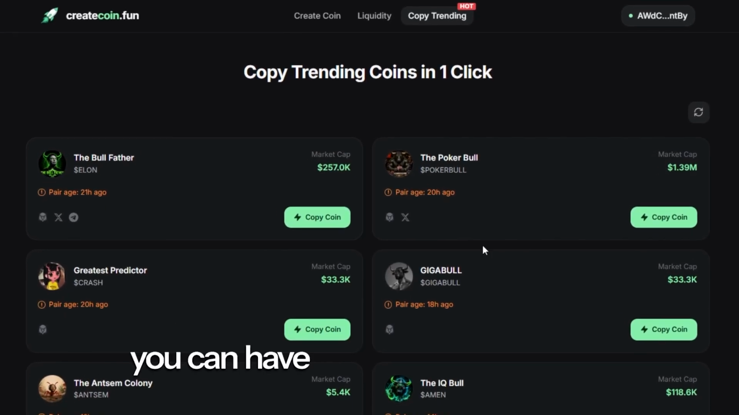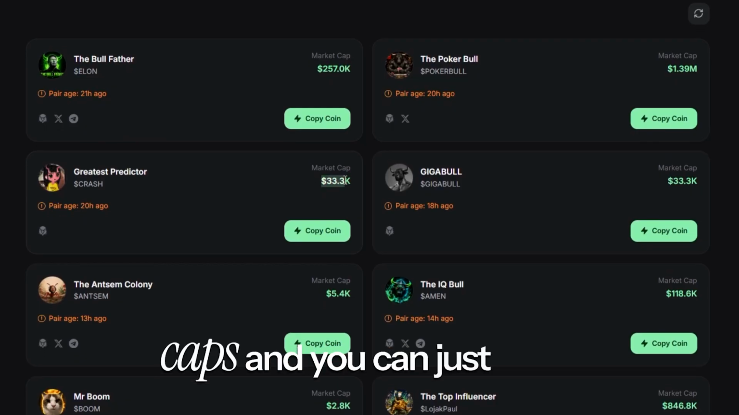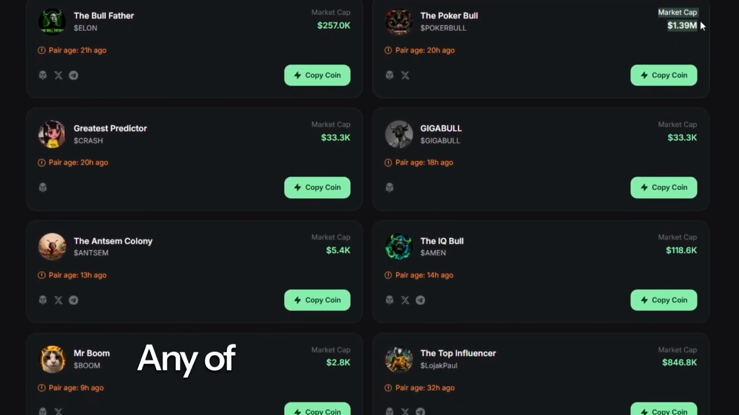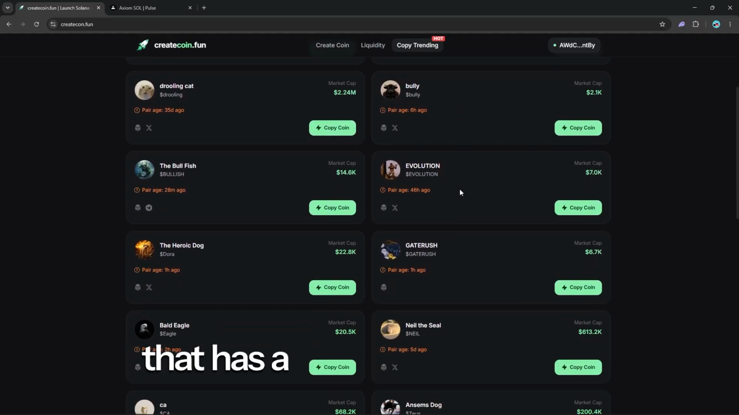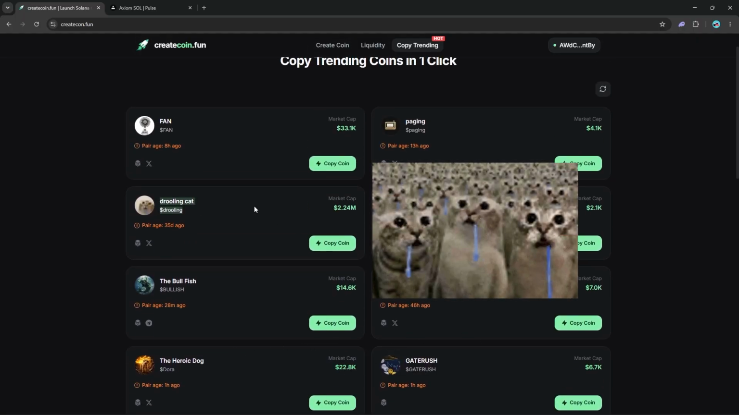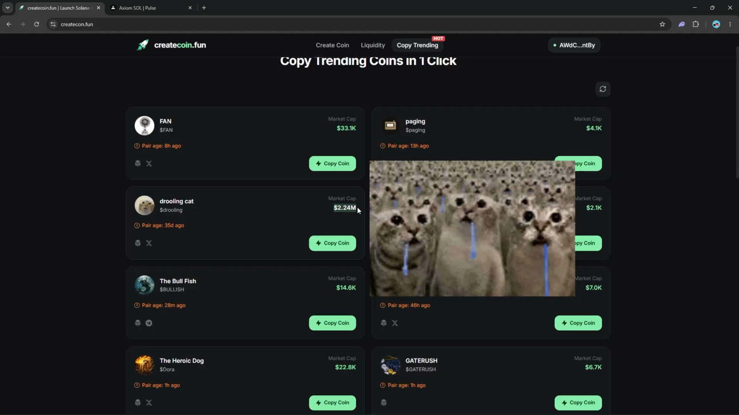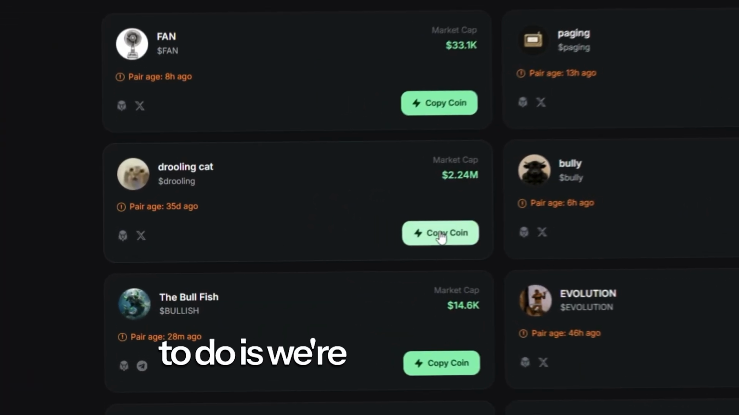Now, you can see here, you can have a look at the market caps, and you can just take a look at a few details about the coins. Any of these would be a good pick, but it doesn't really matter. So I'm going to just pick one that has a really good market cap today. Let's have a look. Drooling Cat, 2.24 million. That's pretty good. So what I think we're going to do is we're going to copy this token here.